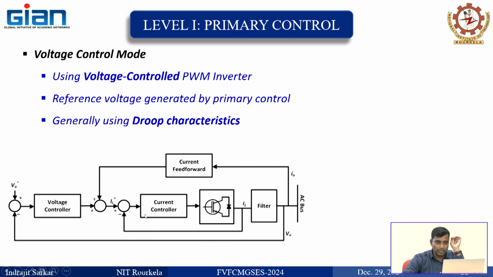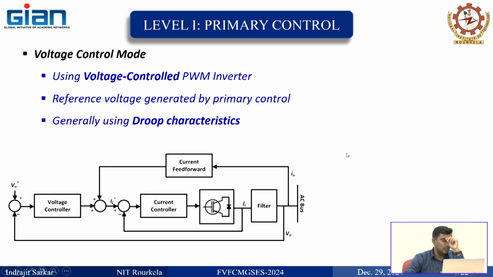So we have inner current control and outer voltage control. The reference voltage we are giving is according to which the AC bus voltage will be defined. Is that fine? So there are two modes. One is PQ control mode, another one is voltage control mode. Both modes are in primary level 1, primary level. Both when it is islanded mode and when it is grid connected mode, these two modes are controlled like this. So here generally what we do is we use droop characteristics.